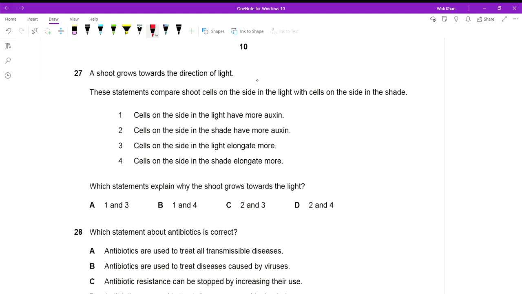A shoot goes towards the direction of light. The statements compare shoot cells on the side in the light with cells on the side in the shade. So we have to compare two sides, light and shade. Cells on the side in the light have more oxygen? No. Cells on the side in the shade have more oxygen? Yes. Cells on the side in the light elongate more? No. Cells on the side in the shade elongate more because the shade side had more oxygen, so cells are elongated at the shade side. So option is D, 2 and 4.